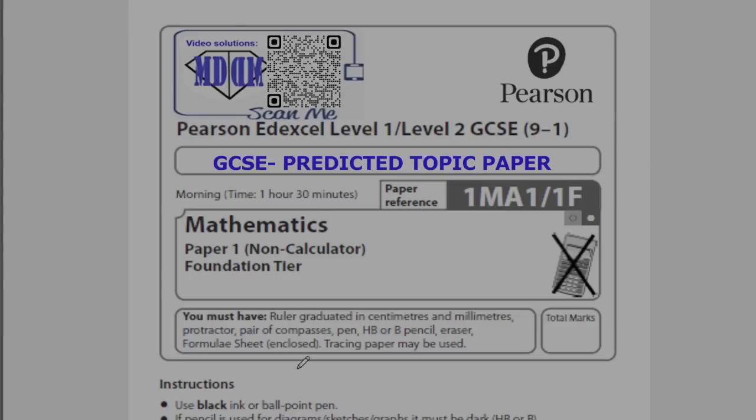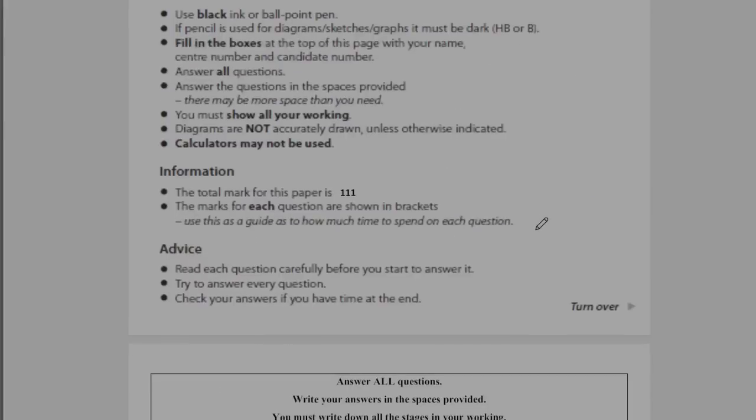Okay, so this is a fairly big paper. I think it's 114 marks. What I've done is I've tried to pick a couple of questions on each of the most likely topics to come up, having done a frequency analysis of all paper ones that have hit so far.